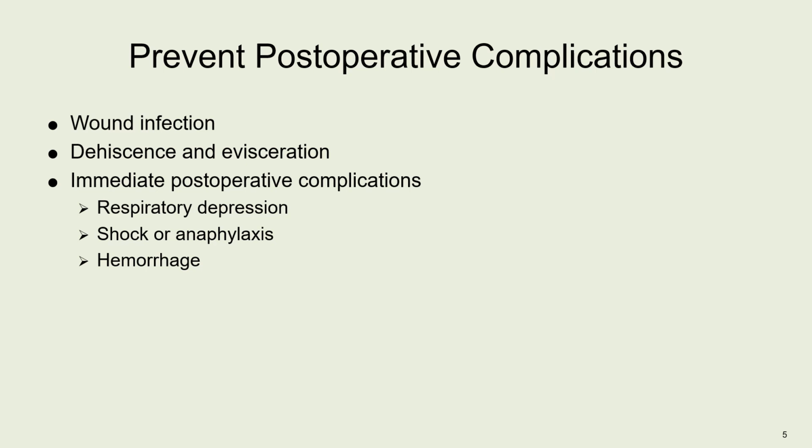Dehiscence or evisceration, this can take place. Dehiscence is a possible disruption or separation of some or all the layers of the surgical wound. It means when it starts to open up. Evisceration is when something is going to protrude or come out. We do not want either. We do not want a wound to dehisce because it opens up, and we do not want it to eviscerate.